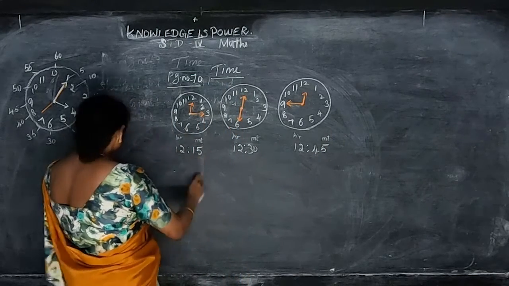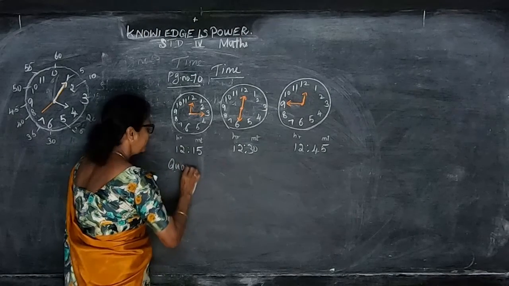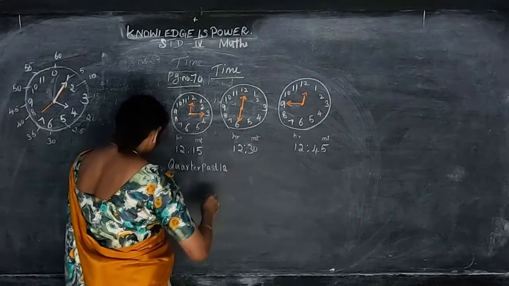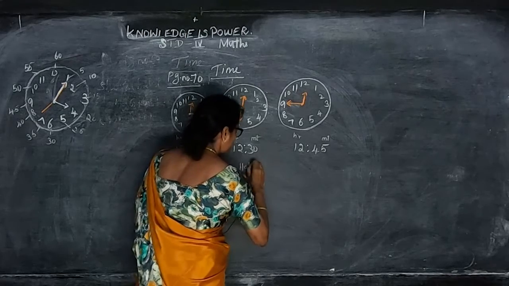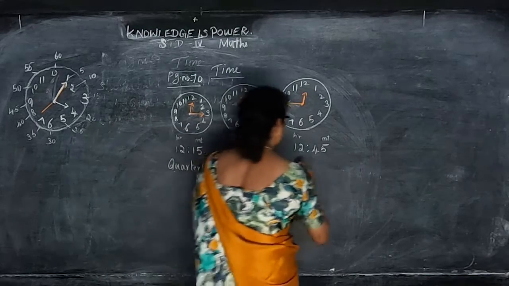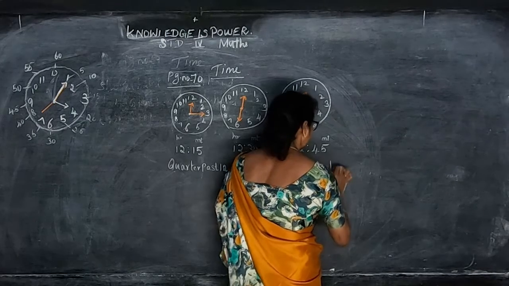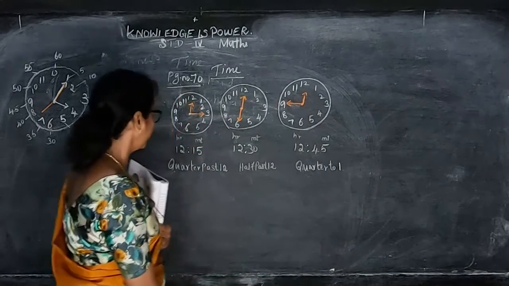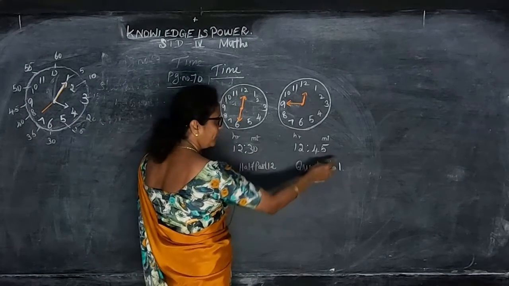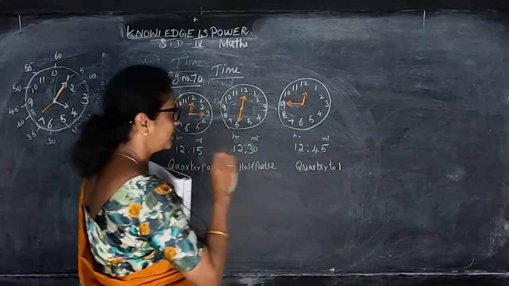Okay, 12:15. How can we say this? Quarter past 12. What you can say? Quarter past 12. And this one is 12:30. And this one is 12:45, that is 1:45 not quarter past 12. 12:30 is 12:30. 12:45 is quarter to 1. So there are 15 minutes still left for 1 o'clock. So that you can say as quarter to 1.